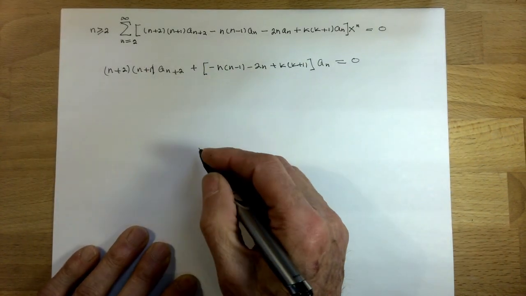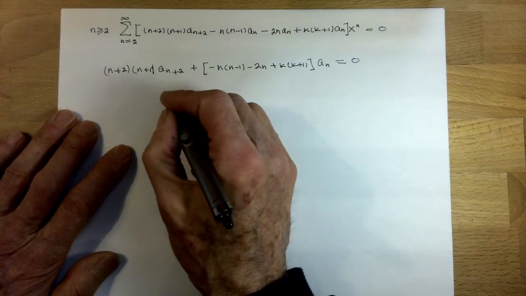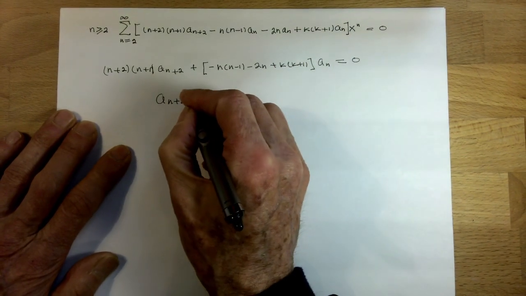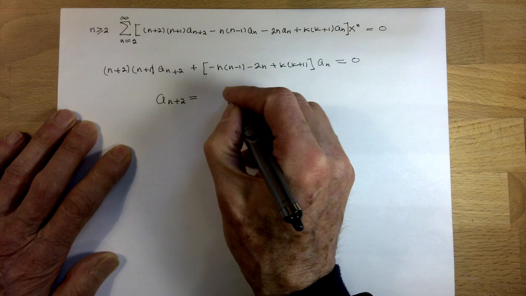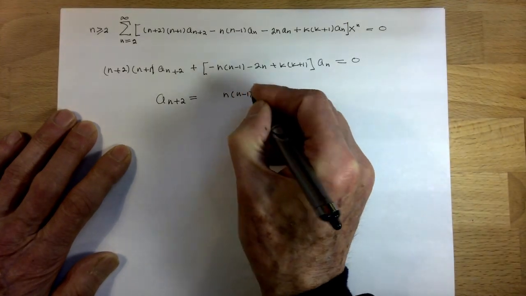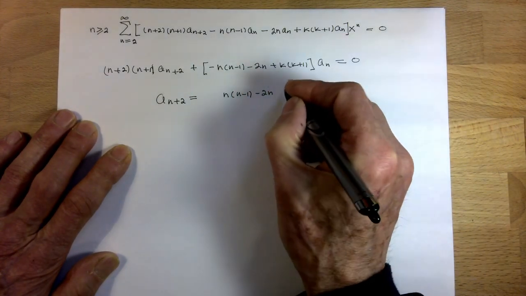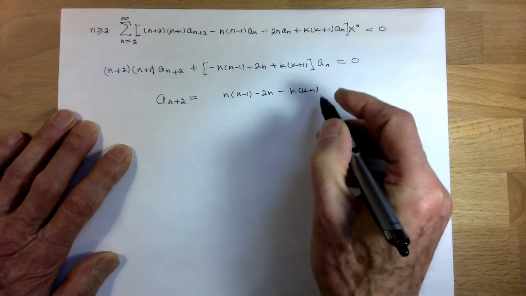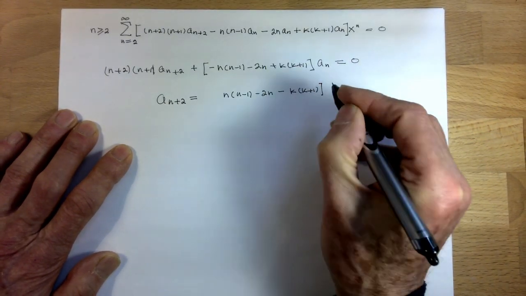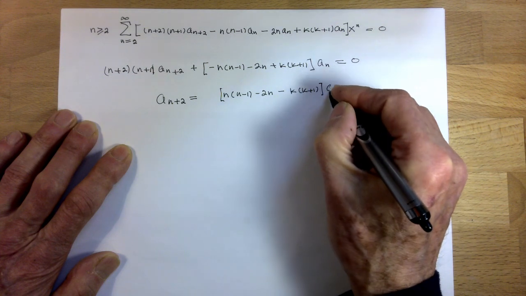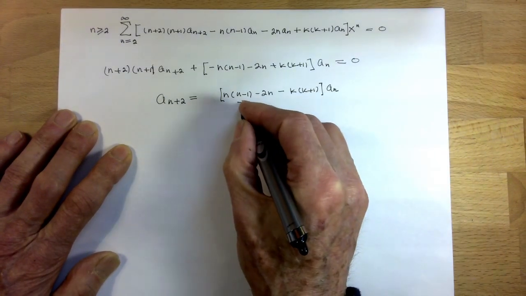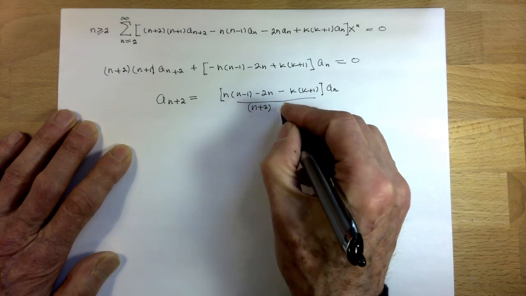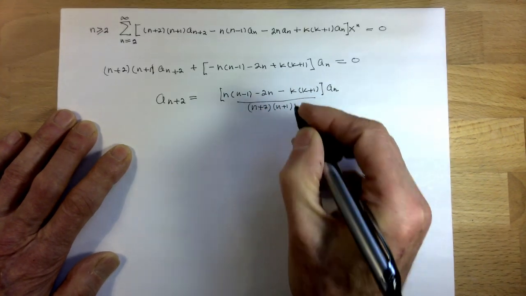Let's solve this for a sub n plus 2 in terms of a sub n. So finally, we have a sub n plus 2 equals n times n minus 1 minus 2n minus k times k plus 1, all that times a sub n over n plus 2 times n plus 1.